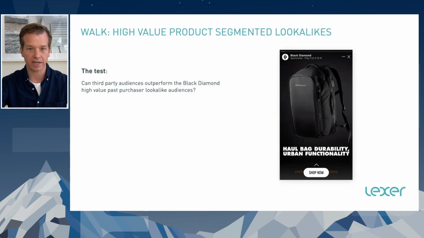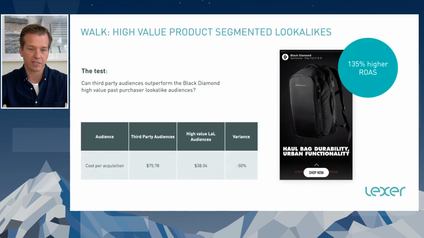And so in this test, we ran the same creative against the two different audiences in two different ad sets, and we measured the performance of the campaign. And the results were pretty staggering. The third-party audiences generated a cost per acquisition of $75. The high-value lookalike audiences, the people that had bought packs, generated a $38 cost per acquisition.